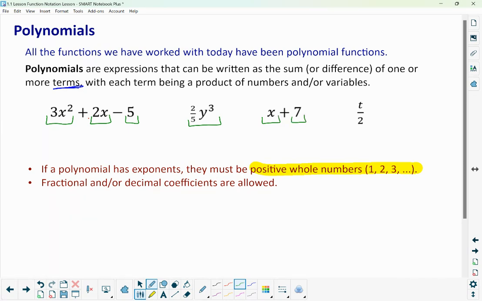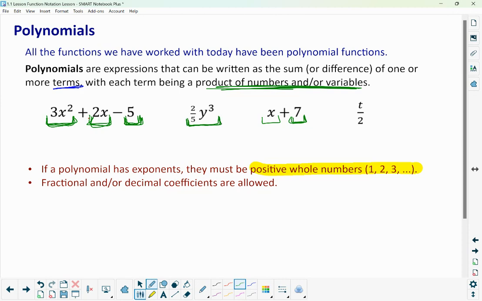And for polynomials, terms are products of numbers and or variables. So 3x squared is 3 times x times x. That's a little product. That's a term. 2x is a term. And it can just be a constant term like -5 or 7. Those are okay as well. So each of those chunks is a term. This is a single term.